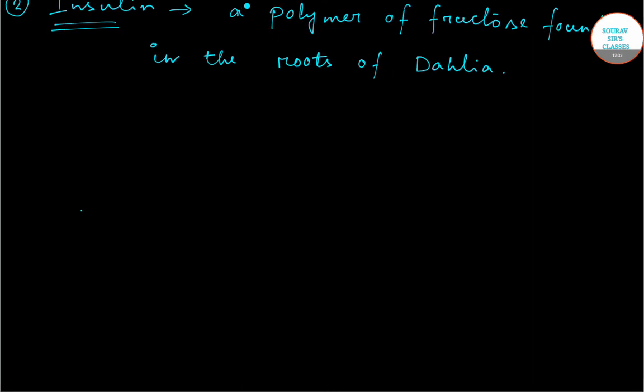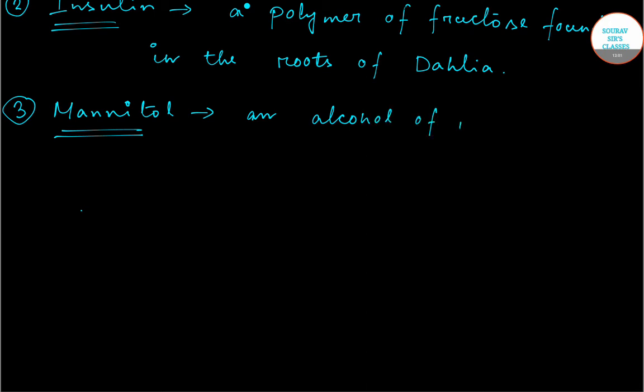Now, let's take mannitol. Mannitol is another important type of carbohydrate, and it is an alcohol of mannose found in seeds and ivory nut.